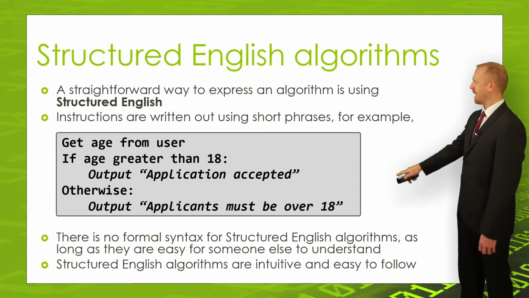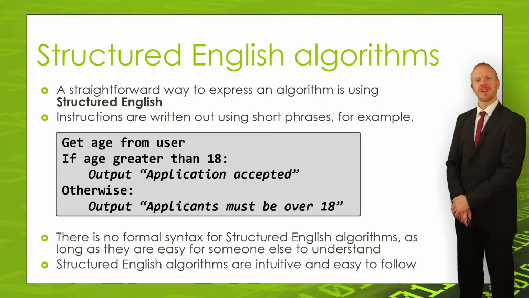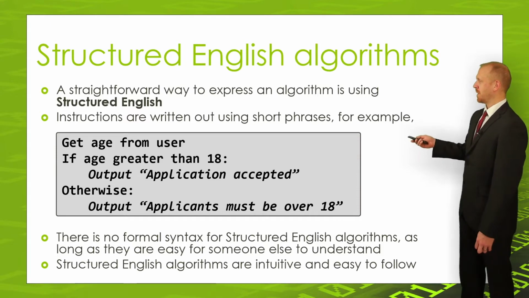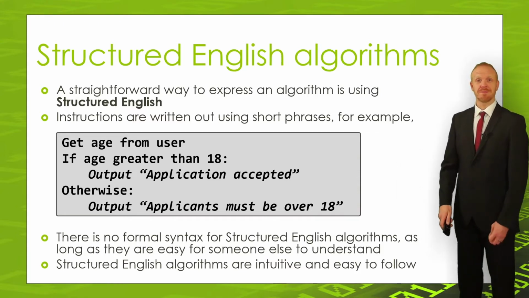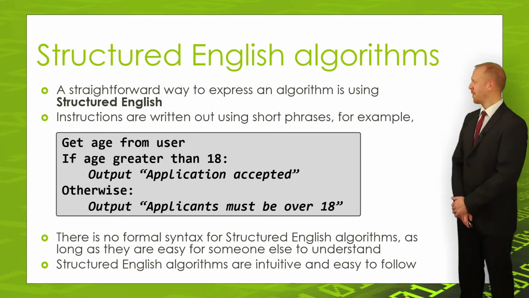So this here is an algorithm for how an online form could work for verifying the age of someone before signing them up. It says get age from user. If age greater than 18, output application accepted. Otherwise, output applicants must be over 18. That's pretty much English. I'm pretty sure all of you can figure out what's going on there.